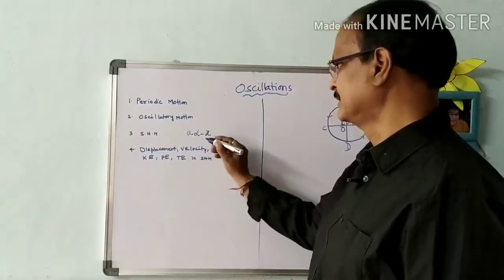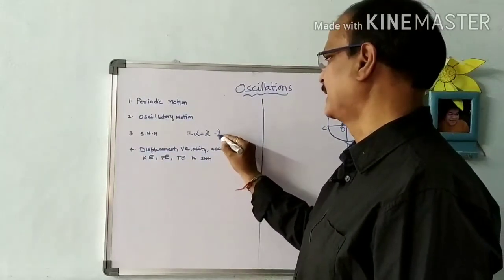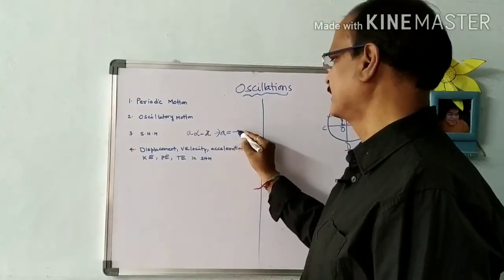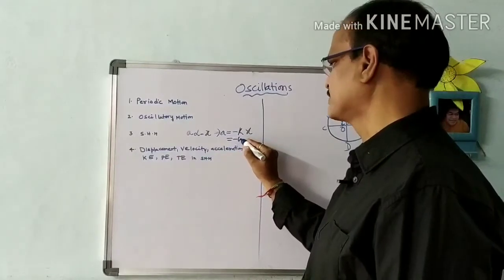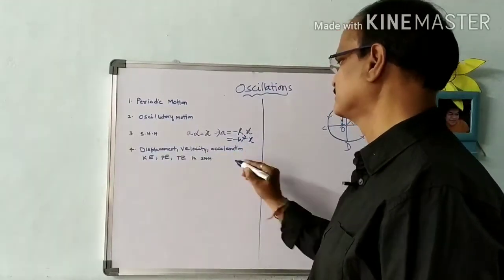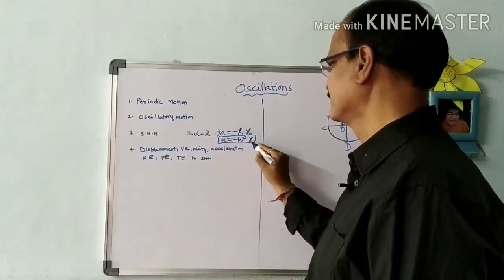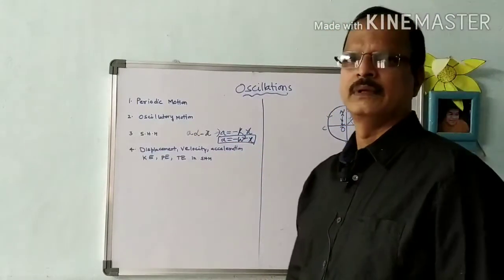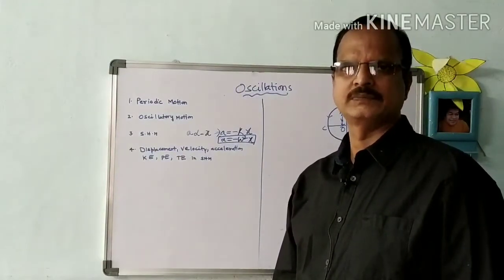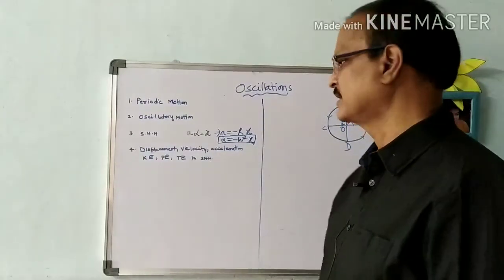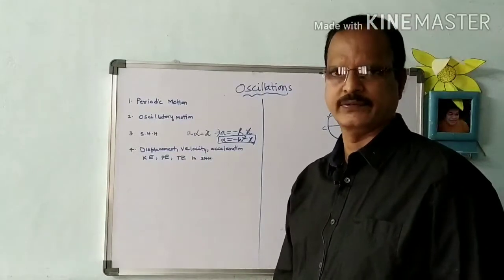So mathematically, we can say that a is proportional to minus x, which implies a is equal to minus kx, where k is a constant. We can take the constant as omega square. So a is equal to minus omega square x. Any body in SHM obeys the equation a is equal to minus omega square x.